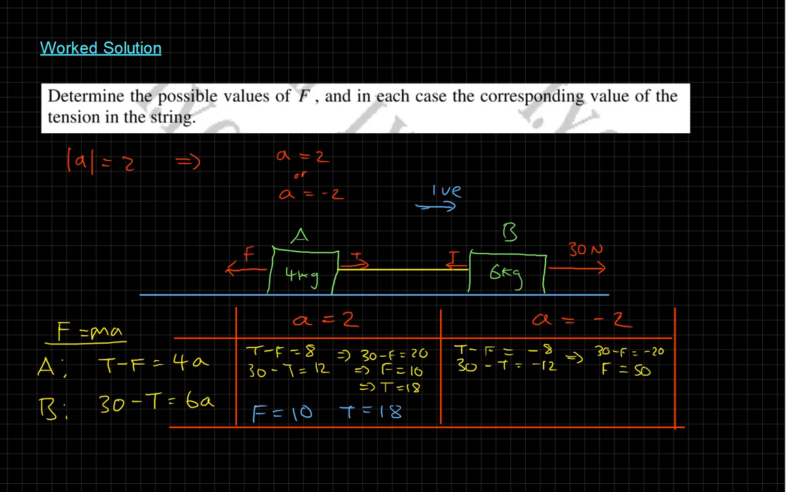And if F equals 50, then what must T be equal to? So T minus 50 gives me -8. Therefore, T must be 42. Okay, here's my final answer then. F equals 50 and T equals 42. And these are the possible answers. These are the two possible values for F and the two possible values for T.